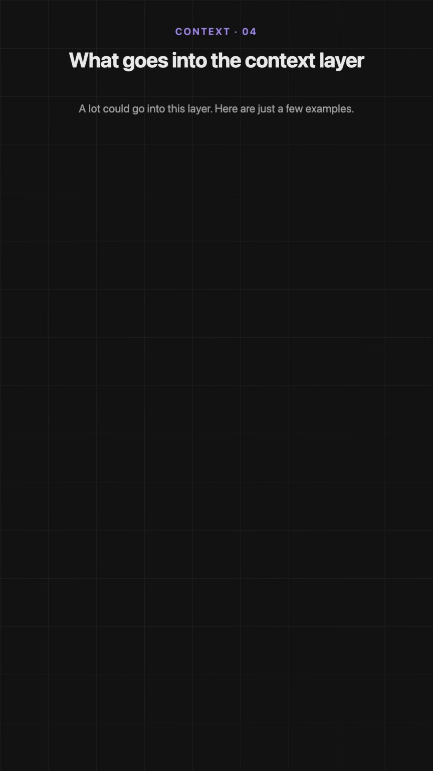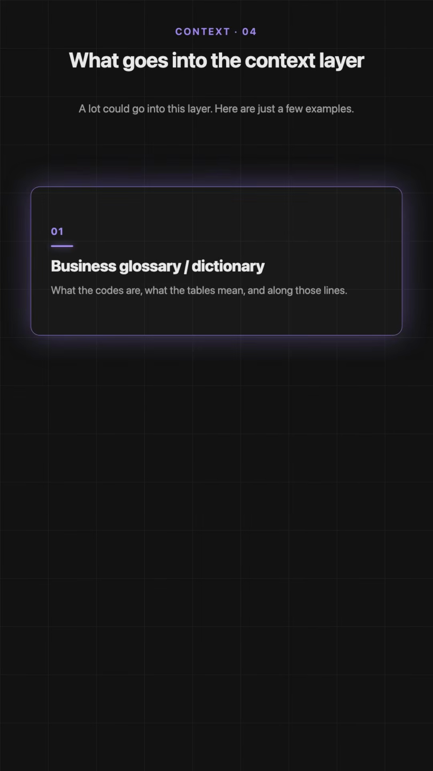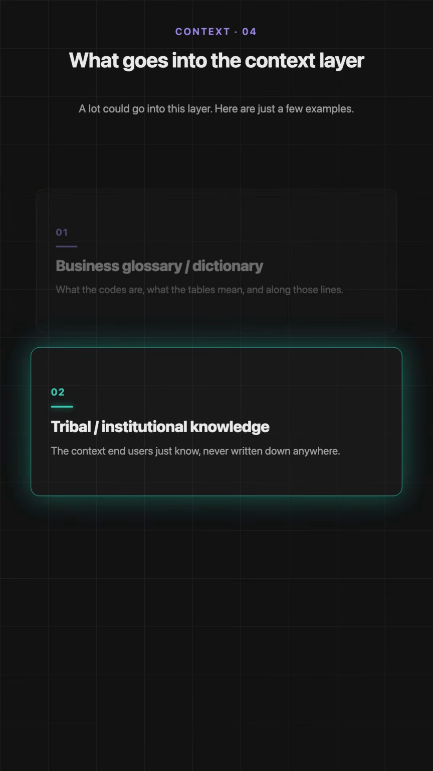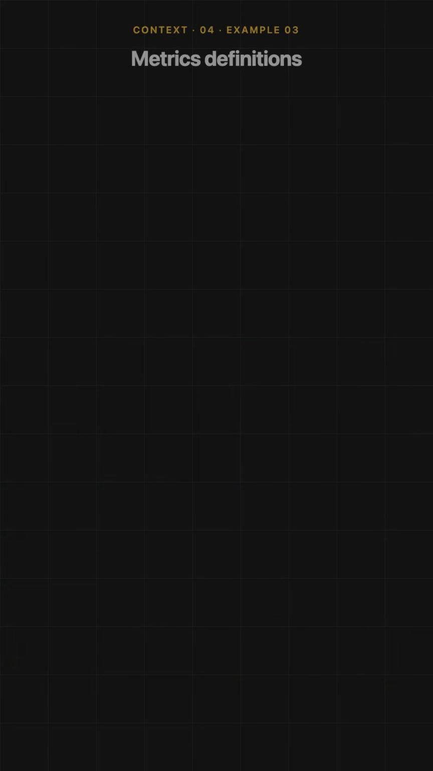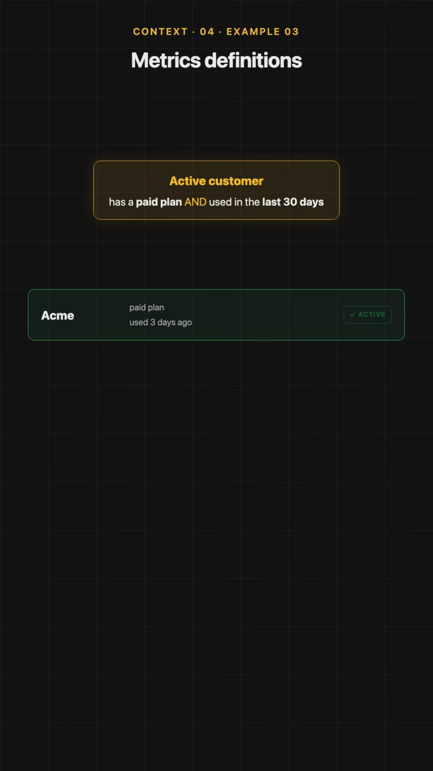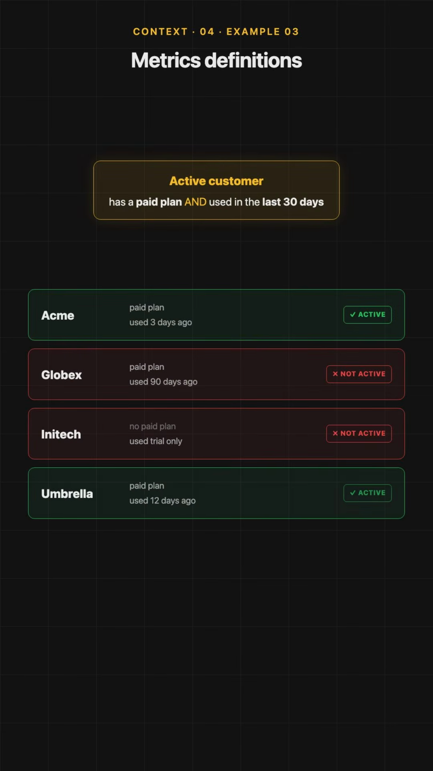Now, there's a lot of information that could go into this layer, but I'm just going to give you some examples here. I'll say the most common one is a business glossary or some sort of dictionary. This could be what those codes are, what those tables mean, or along those lines. Another one could be any sort of tribal knowledge or institutional knowledge that the end users just know about. There's also metrics definitions, for instance, active customers versus non-active customers. What does that specifically mean? And so the AI can understand that.